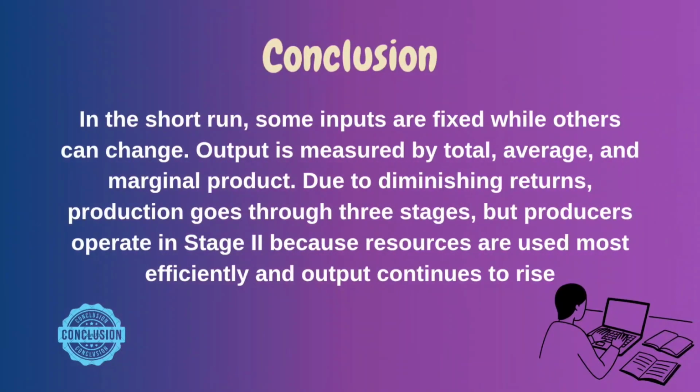So to sum up, in the short run, some important concepts are: some inputs are fixed and others can change. Output is measured by total, average and marginal product. Due to diminishing returns, production goes through 3 stages, but producers operate in stage 2 where resources are used most efficiently and output continues to rise.